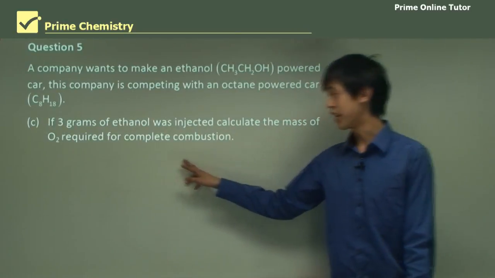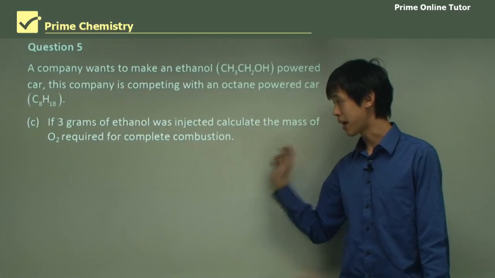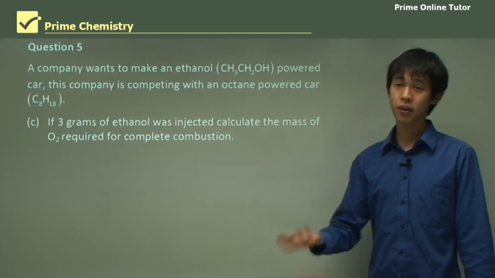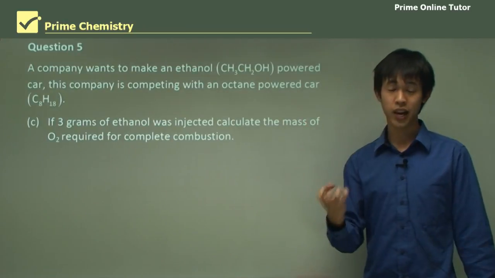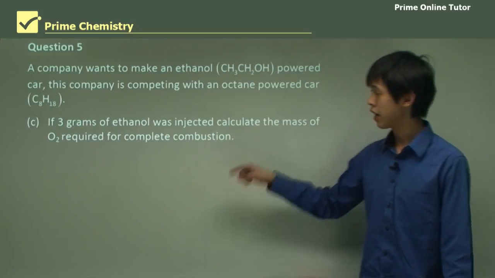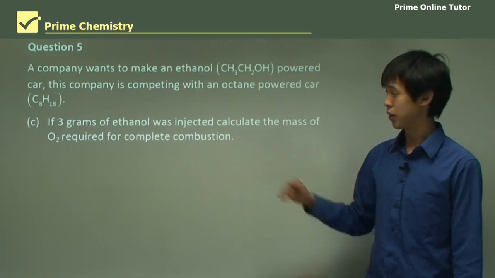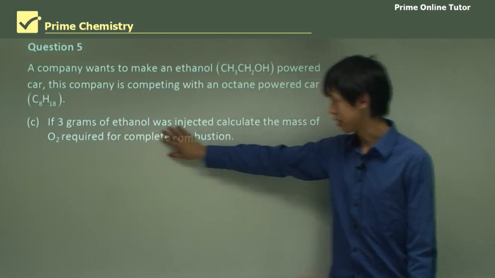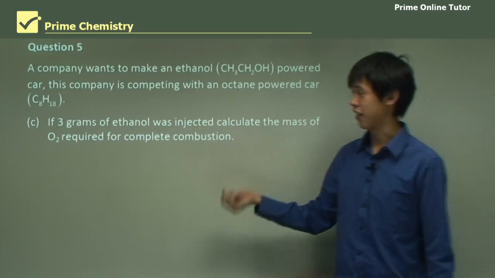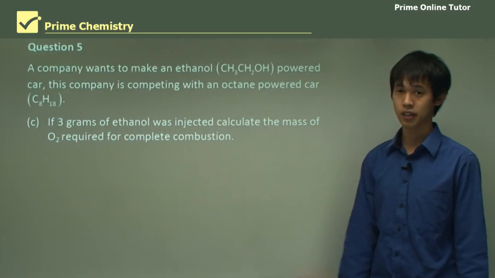Now we have a last question. If 3 grams of ethanol was injected, calculate the mass of oxygen required for complete combustion. So now we want to know how much oxygen we actually need to burn a certain amount of ethanol. Remember, we always take the same steps. We look at the equation, we look at the question, and we look at all the data that they give us. 3 grams of ethanol, that's good data that we can use.